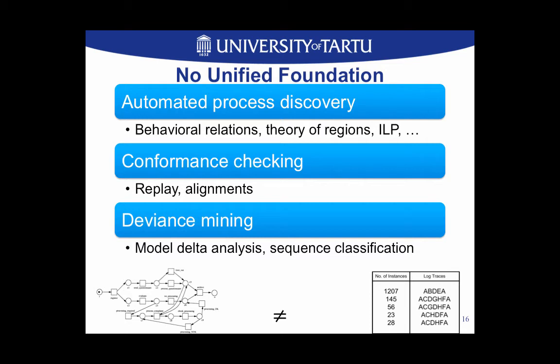Why do I think this is the case? My main observation is that in process mining we deal with models and we deal with logs, and we treat them as different artifacts. So if you have a problem of comparing a log versus a log, you will use sequence classification techniques. And if you have a problem of comparing a model versus a log, then you use something in between, which would be trace alignments. And if you are reasoning more in terms of the model, like in automated process discovery, then you use behavioral relations or theory of regions.